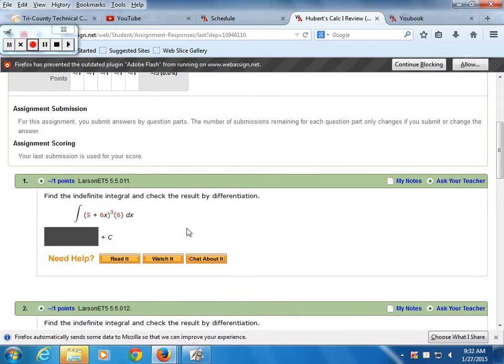Alright, let's do that one right there. The antiderivative of 5 plus 6x to the third power times 6 dx. Try that one. Antiderivative of 5 plus 6x to the third power times 6 dx.